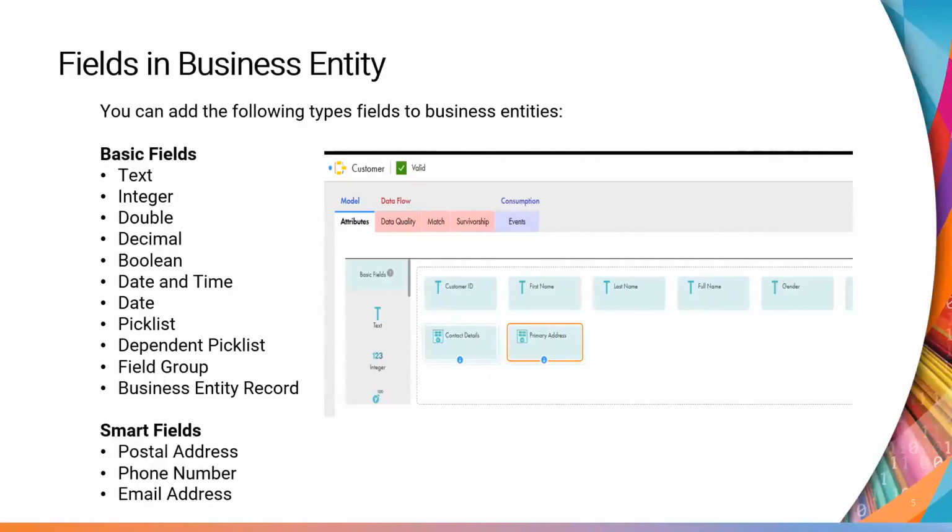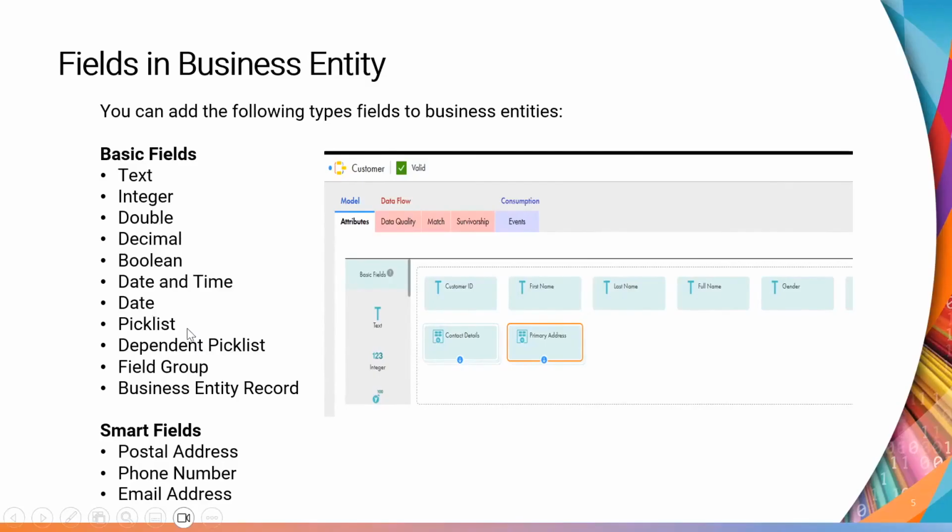You can add the following type of field to business entities. Basic field. Fields that allow the entry of a specific data type. Add basic field to limit the data types entered. These are some of the basic fields: text, integer, double, decimal, boolean, date and time, date, pick list.